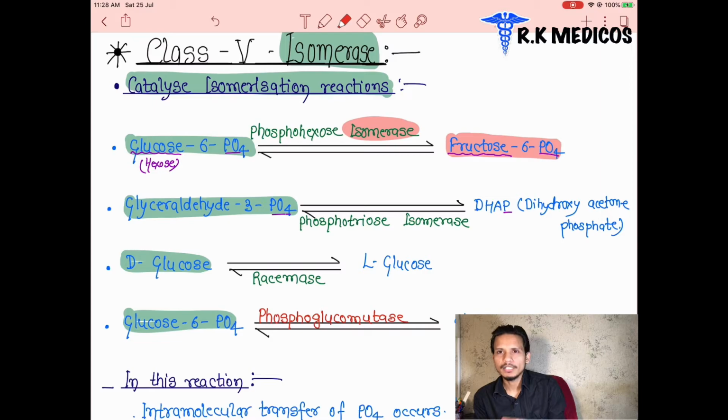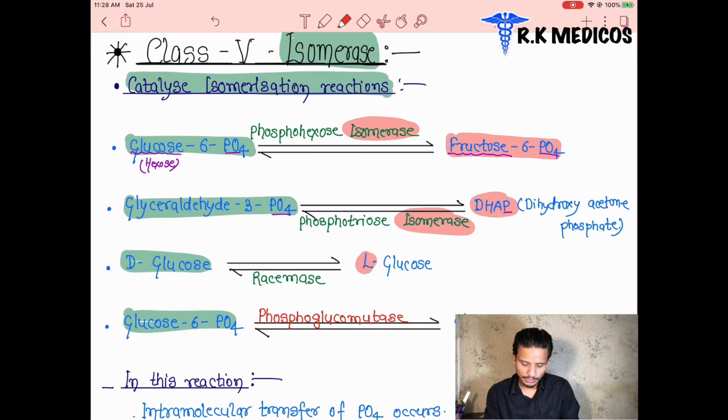What does it mean? They are isomers of each other. So the different types of enzymes, that is isomerases, are used for their conversions. That's why they are called isomerases. You can also see glyceraldehyde 3-phosphate is converted into DHAP, dihydroxyacetone phosphate. These are also isomerases. D-glucose is converted into L-glucose, and these are racemases. These are racemic mixtures of each other.